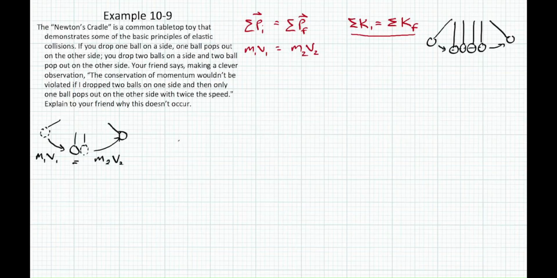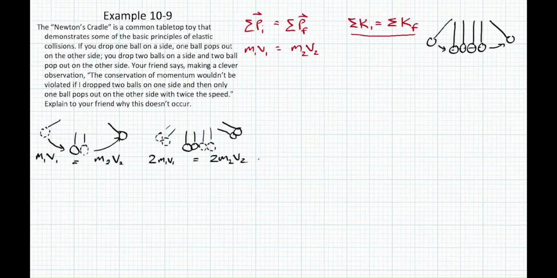Not only that, but you've probably seen that if you pull two of these bearings back, and then you let them go, and they swing down, and two of them collide with two other bearings, then these two fly out. So we're doubling the mass. So 2m1 v1 equals, after the collision, 2m2 v2. Okay?